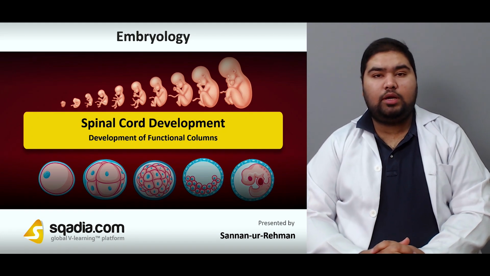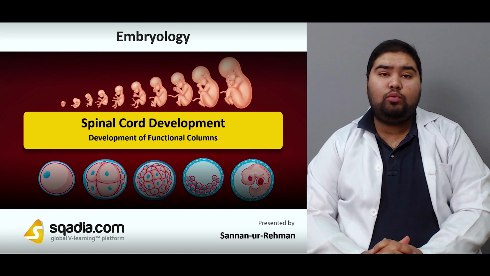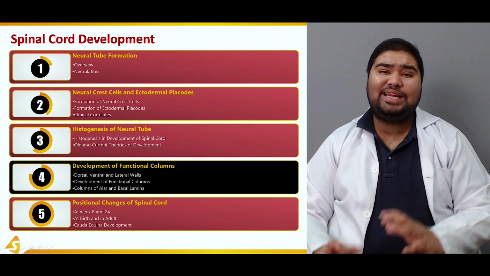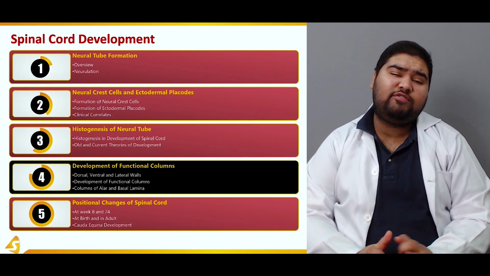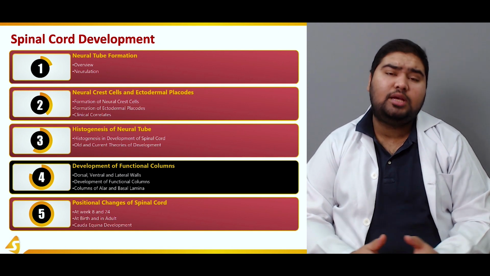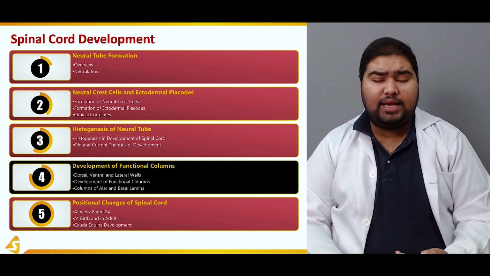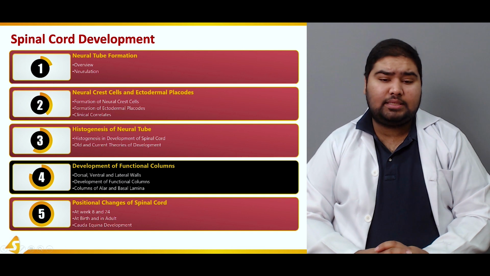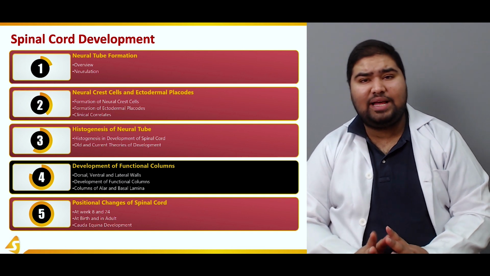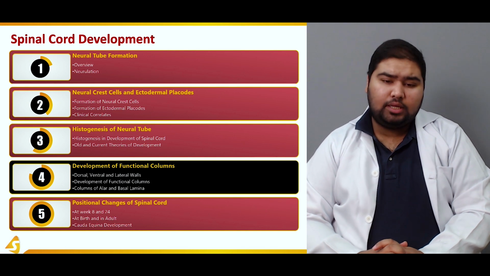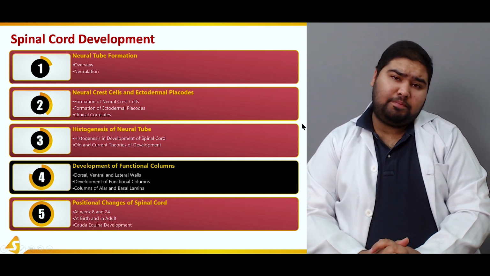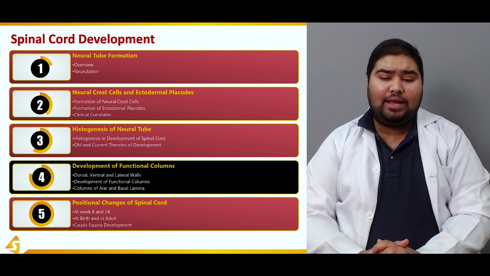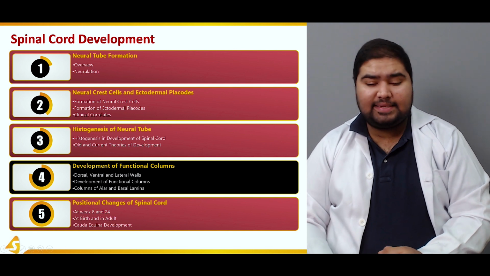Hello everyone, we are talking about the development of the spinal cord and now we'll see the development of functional columns. The functional columns are the functional integration of the spinal cord, as to how various cells within the spinal cord are arranged so that they can relay information to and from the spinal cord. We'll see how this development takes place. We'll see what the dorsal, ventral and lateral walls of the spinal cord are. We'll also talk about the development of the functional columns, and finally we'll talk about columns of the alar and the basal lamina. Let's get into it.